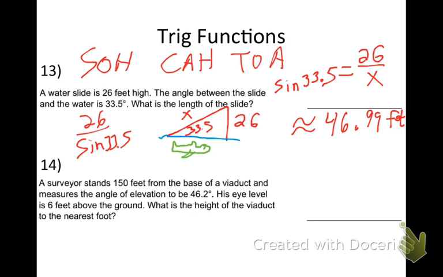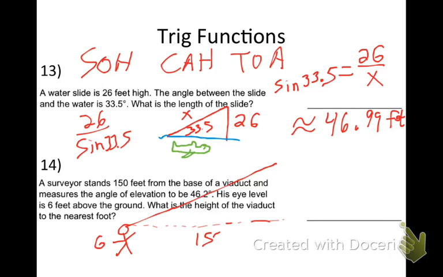14. A surveyor stands 150 feet from the base of a viaduct. So here's a surveyor, and he measures the angle of elevation to be 46.2. Does everybody understand what an angle of elevation is? It's like elevation. If I'm looking here, my angle of elevation is going up. So if he's looking here, there's his line of sight, his angle of elevation is going there. Okay. And he is 6 feet above the ground.